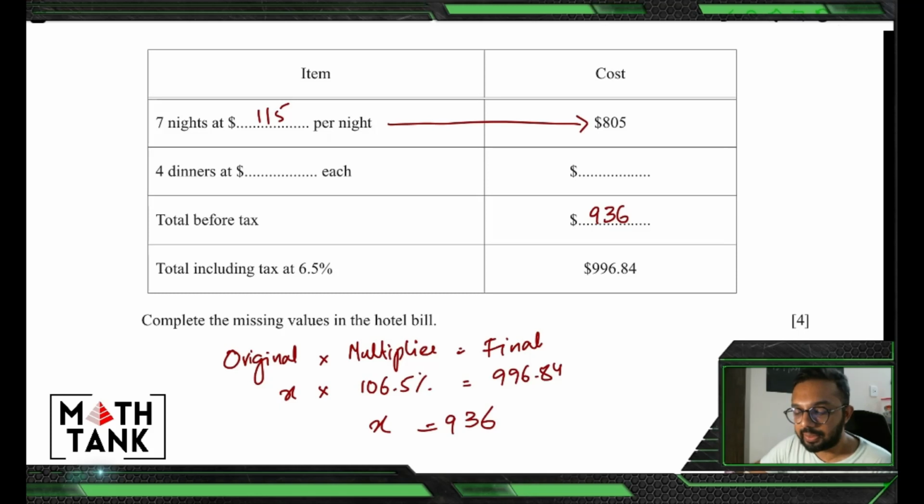What's the difference between her total and the cost of the room? That's 805. So that gives me the cost of the dinner. So 131. These were 4 dinners. So divide by 4. It gives me 32.75 each. Simple calculations. Nothing very strange about them. A good, easy 4 marks.